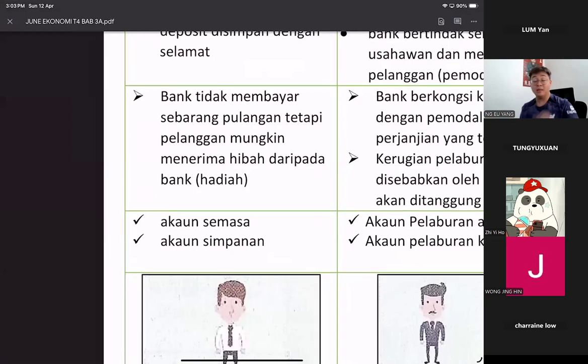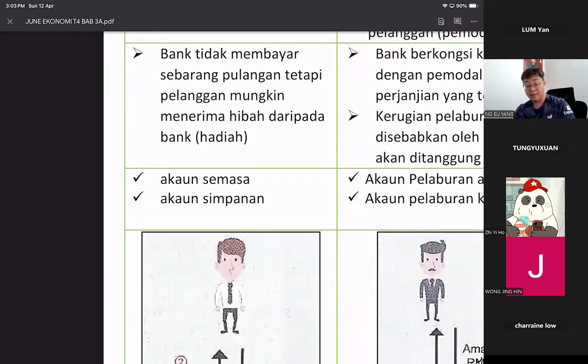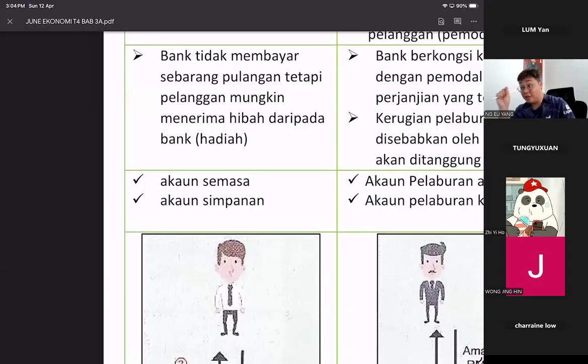Okay, so please remember, wadiah is similar to the accounts semasa and simpanan. So why is it simpanan? Interest, yes, we have, but only 1%. Imagine, in Form 5 we learned the kadar inflasi for the sederhana is always 2 to 3%. So if you save money in wadiah or the account simpanan for a normal bank belakangan, your increase of 1% is nothing under the inflation effect.